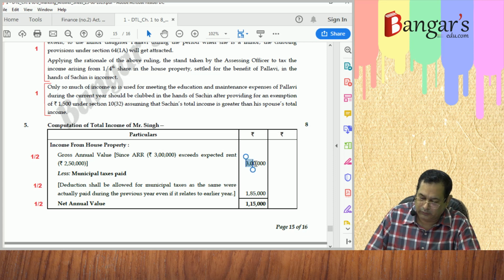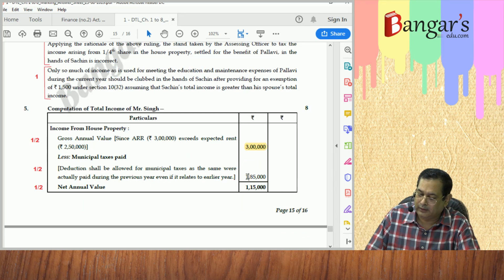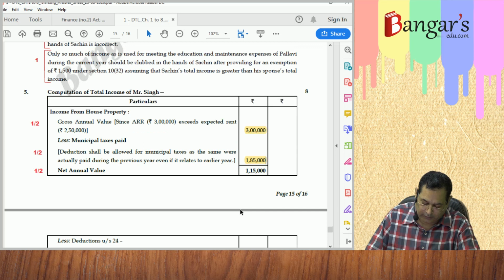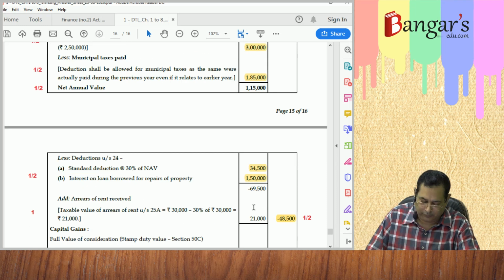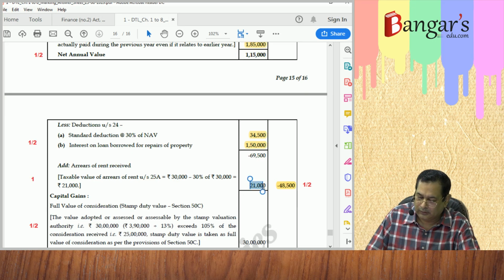The 3 lakh will be the gross annual value. Then whatever municipal taxes have been paid, including arrears, the same will be deductible here. That is the net annual value. And 30% of the net annual value will be allowed as standard deduction. Interest on borrowed capital will also be deductible. Besides this, whatever arrears of rent have been received, after deducting 30%, this will be your taxable income from house property.